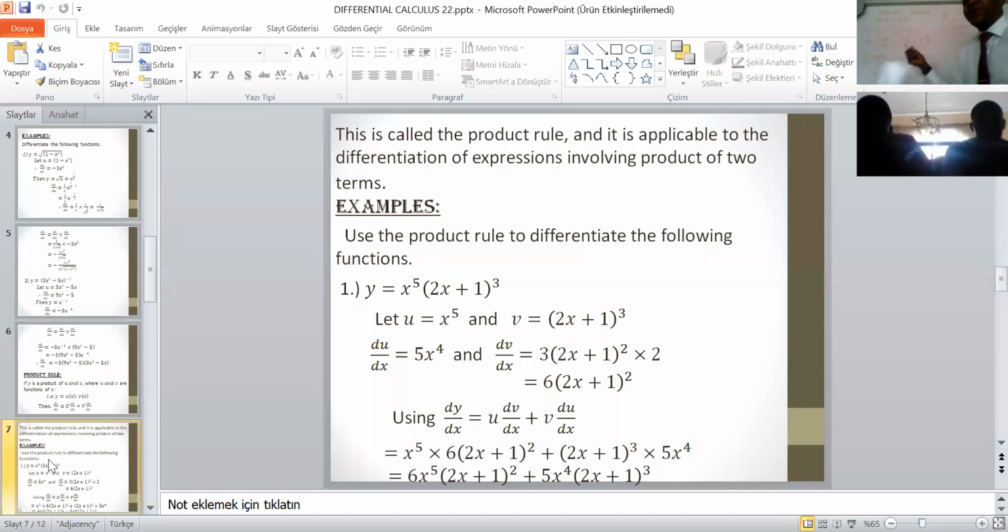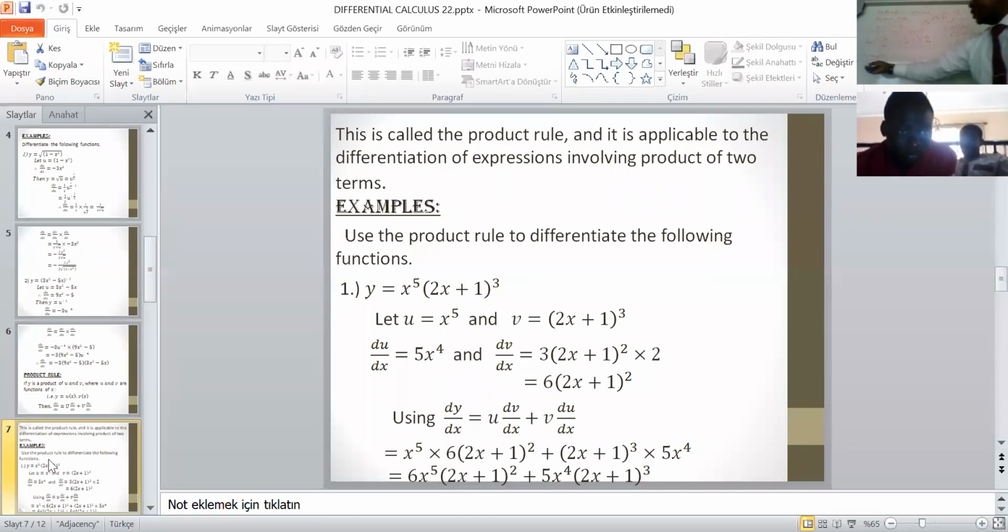And like I said, addition is commutative. This can be v du/dx plus u dv/dx. So that means this formula can also be equal to v du/dx plus u dv/dx. This can come before this u dv/dx. And now, how do you know when to apply this formula? It is only when you are given functions or expressions involving the product of two terms. And that's what you are given here.